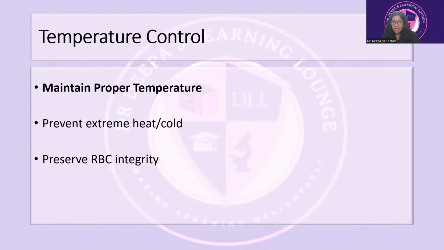Prevent extreme heat and extreme cold, because just like I told you, it is 2 to 8. Don't be overzealous on the freezing also. You don't want the routine sample to be completely clotted, completely frozen. Freeze-thawing also can cause hemolysis.